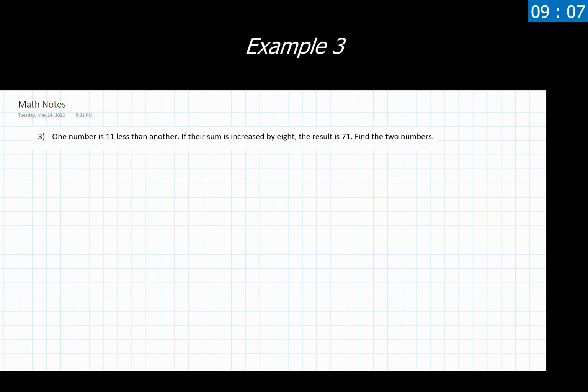Bringing things together for our third and final example, we are told one number is 11 less than another. If their sum is increased by 8, the result is 71. Find the 2 numbers. So we've got a lot that's going on in this particular problem.